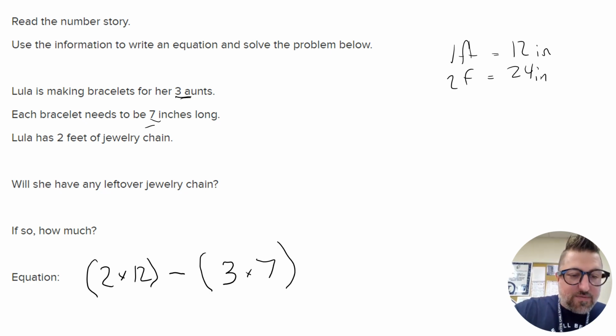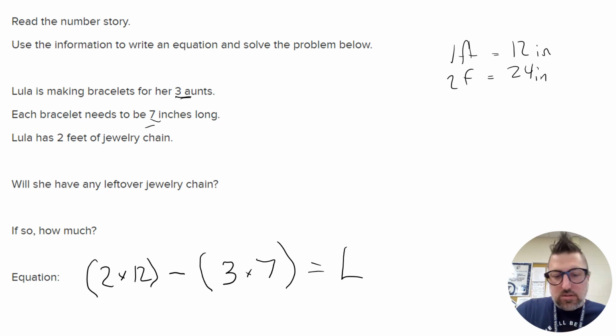So if I have 24 inches worth of chain, and I take away what she used, I will get my final answer, how much chain I have left over, and I'll call it L for leftover.